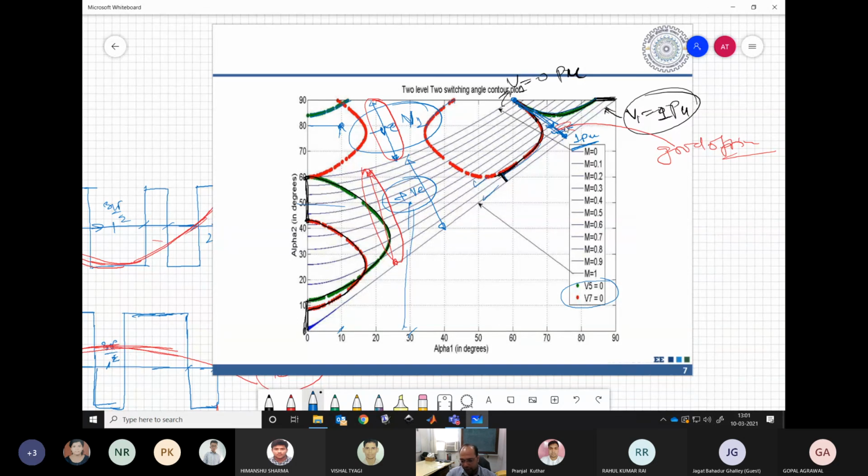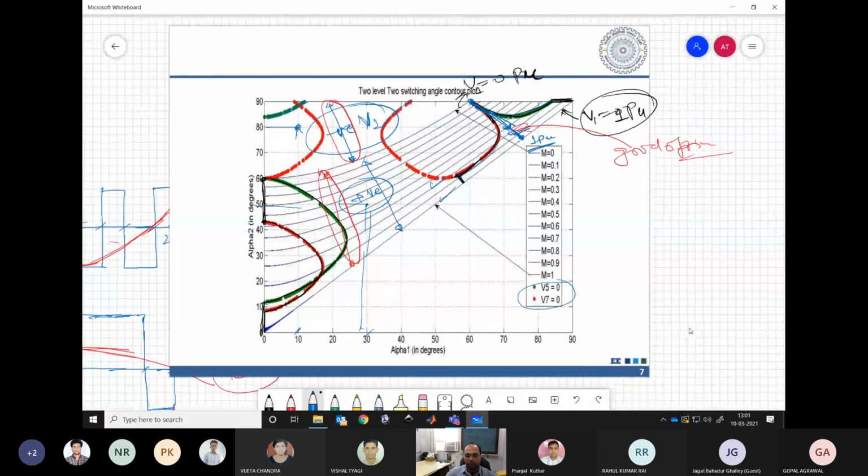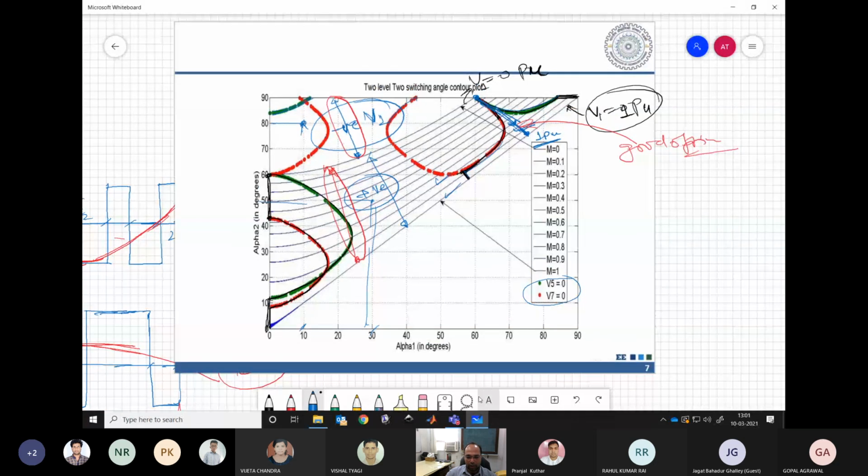Now, a little bit more detail about what PWM techniques we can have based on these performance metrics, we will discuss in the next class. And also the torque harmonic, how it is generated and how it can be reduced or minimized. So let's stop here.